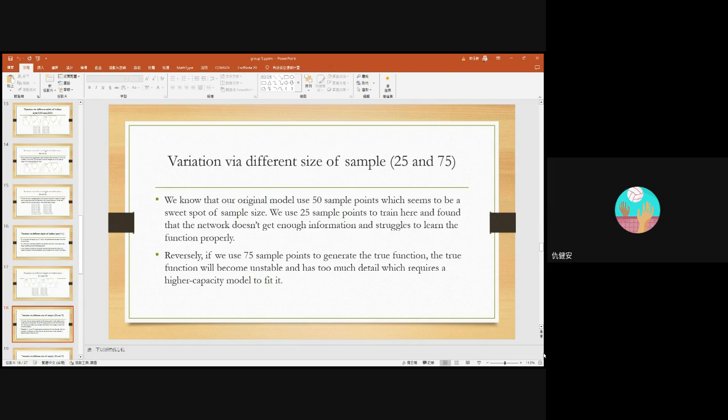Next page. The size of the sample data set also affects the model. We test 25 sample points and 100 sample points, and we see that when only 25 sample points are used, the network struggles to capture the function's behavior fully. And when we use 100 sample points, it introduces too much detail, making the function unstable for the model to fit.